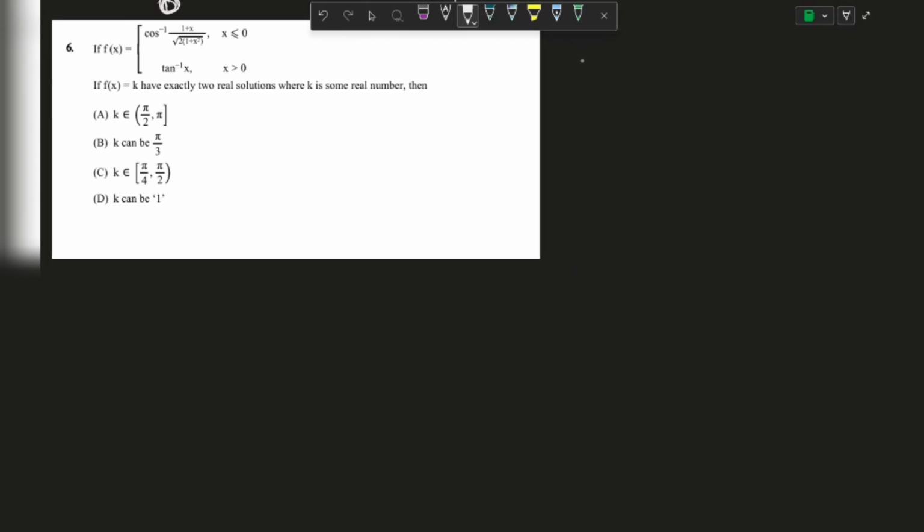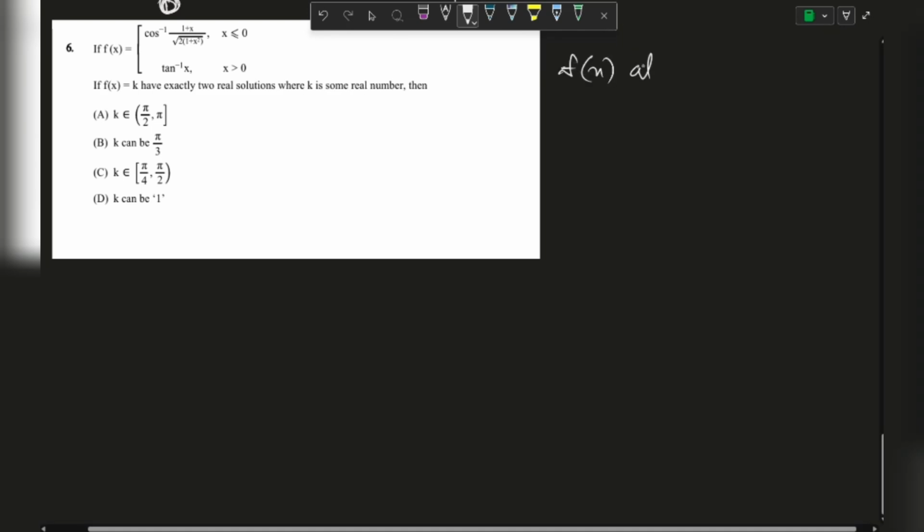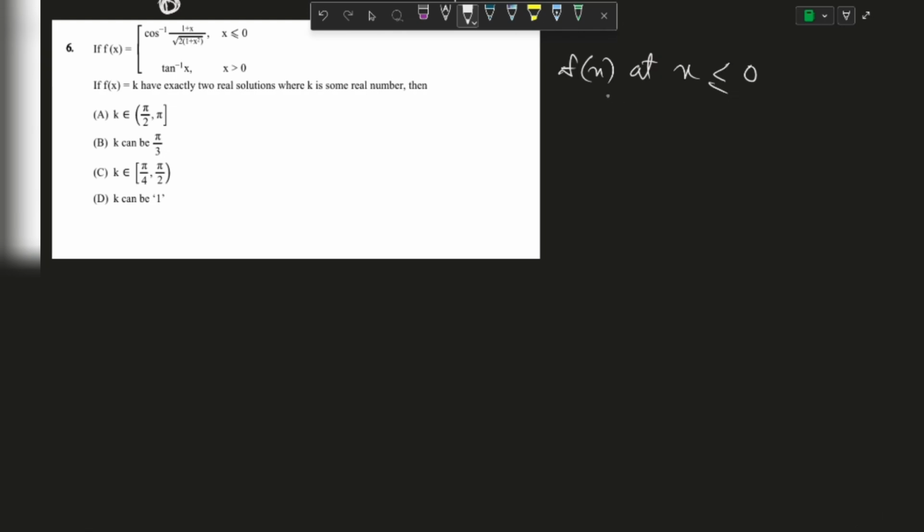I will proceed to the next question. So here is our next question, and I guess this will be the final question for today. We have this particular function f of x, and as it's pretty obvious, f(x) equals k, so maybe we have to draw the graph or do something like that, we will see. So I will take f(x) at first for x less than or equal to 0, because it is in a pretty complicated form, and x greater than 0 is pretty obvious. So this is equal to cos inverse of (1 plus x) by root under 2 into (1 plus x squared).